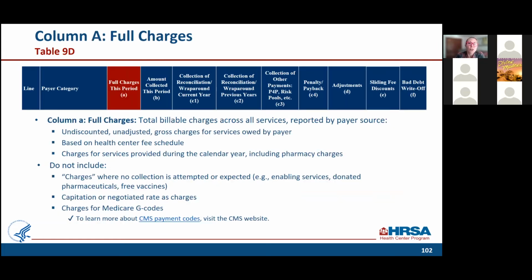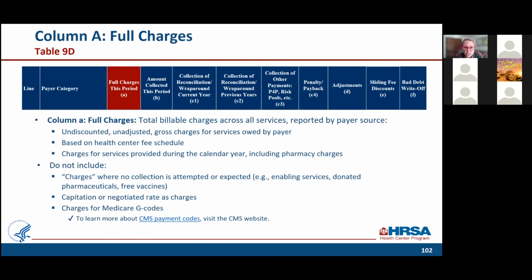and then we'll talk about payment. Column A, report full charges, meaning the total billed charges across all services reported by payer source, which are the rows. Charges are reported in column A based on the health center's fee schedule, regardless of how the service was reimbursed. Any and all charges for services provided in 2021 are reported in column A. These are undiscounted or unadjusted gross charges for services. Don't take off the amount you're paid, and don't take off any discounts or sliding fee amounts that your patients get. This is all covered in the other columns.